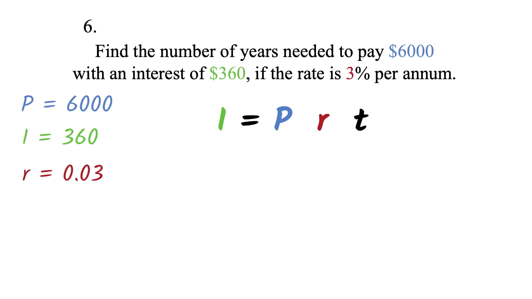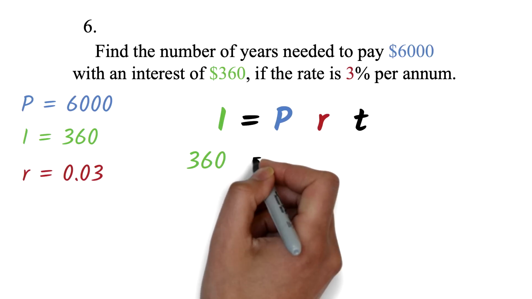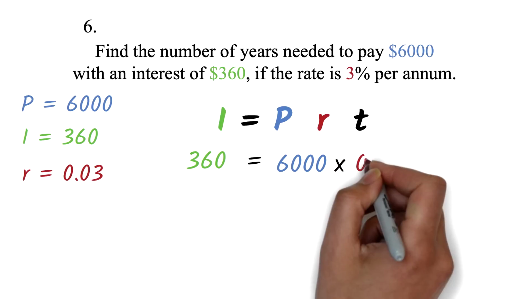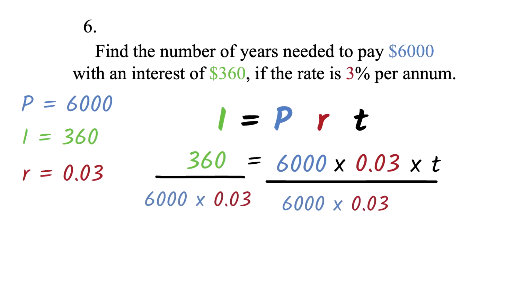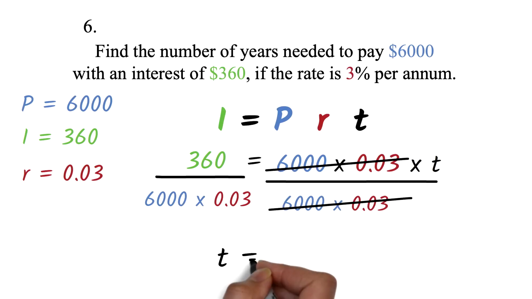Simple interest equals the principal times the rate times the time, as we saw in the previous question. We have 360 equals 6,000 times 0.03 times t. We solve for t. Since the 6,000 times 0.03 are multiplying, we can divide both sides by it. This will cancel out. We can now compute this side with our calculator. 360 divided by 6,000 times 0.03. This will give us t equals 2, meaning the time is 2 years.